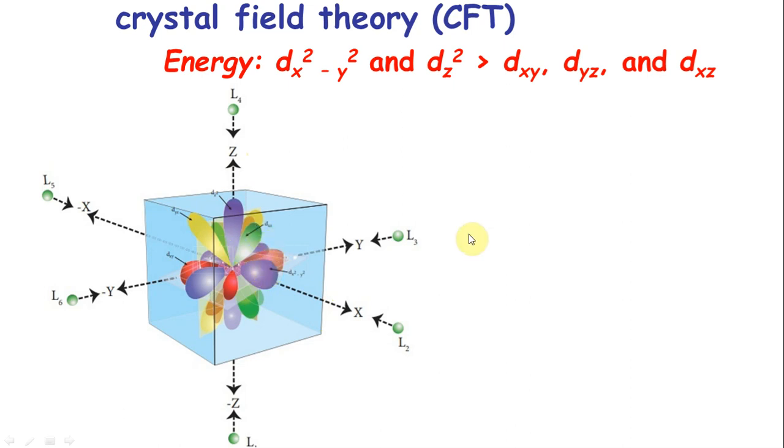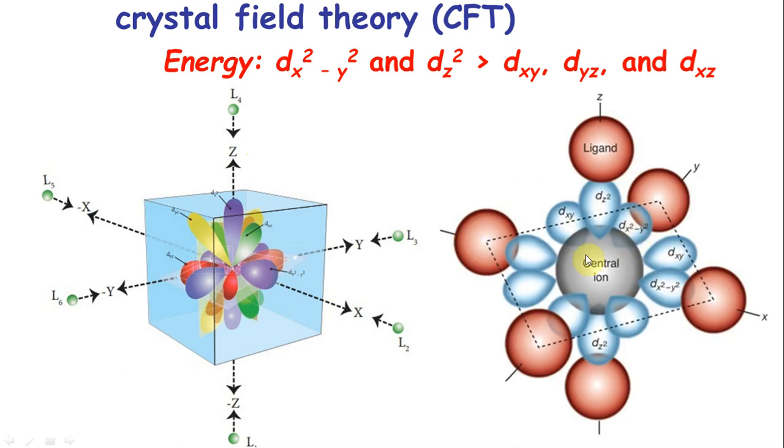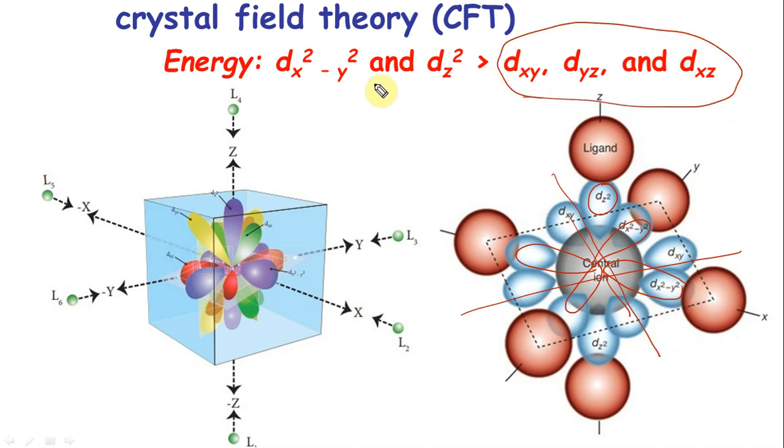Just to make it clear, I am going to ignore some of them, YZ and XZ. Only these three I am taking, for clarity. Now if you see, the ligand is affecting my dz squared mode and also the x squared minus y squared mode, whereas my dxy is in between the ligand plane, so it is not affected more. All these three are affected less compared to these.